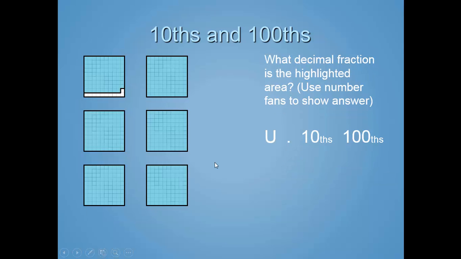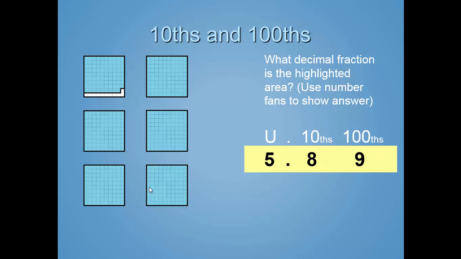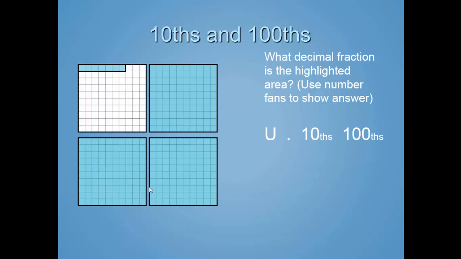Okay, so here we have 5 squares completely covered and one that's partially covered. Now, two ways of working out how many squares are covered. One is to take away the 11 units that you can see here, 10 plus 1, which gives us 89, or we count the 8 rows of 10 plus 9. But either way, there are 1, 2, 3, 4, 5 whole numbers, 8/10ths, and 9 100ths. So it's 5.89.